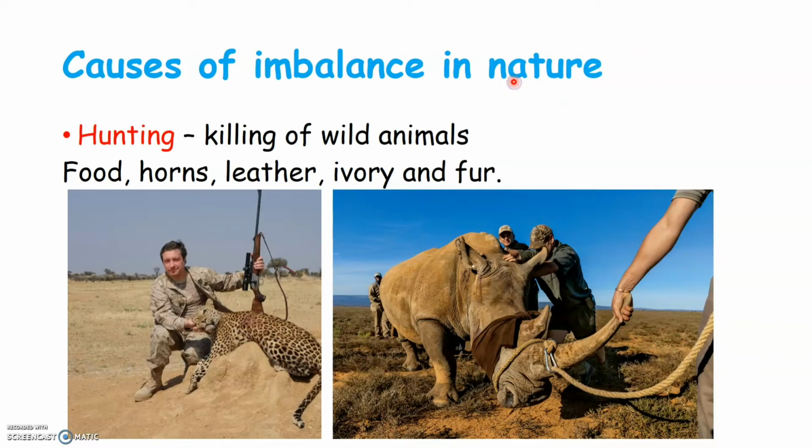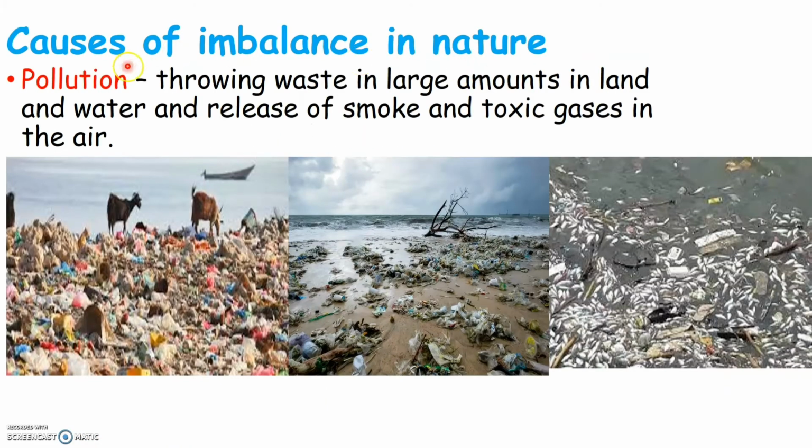Now, the next cause of imbalance in nature is pollution. As you can see here in these pictures, throwing of waste in large amounts on land and also in water, and release of smoke and harmful or toxic gases into the air is known as pollution. So here in this picture you can see that waste is thrown in large amounts on land and also in water. And also the release of smoke and harmful or toxic gases into the air is known as pollution.